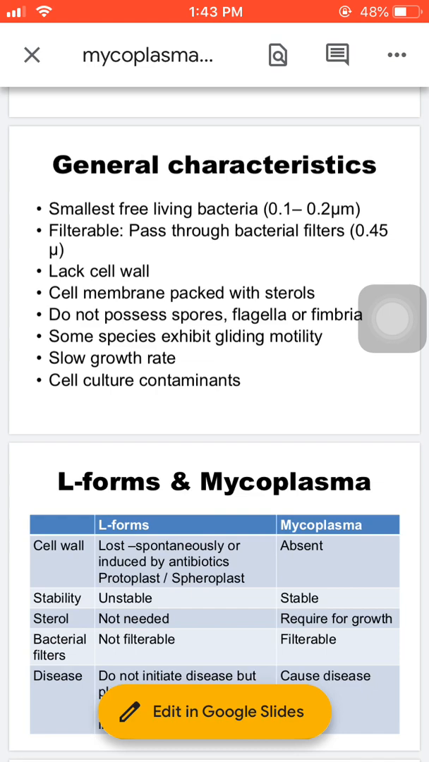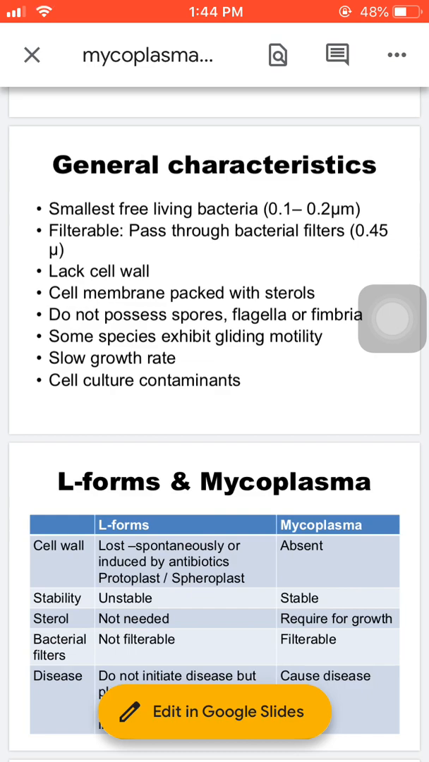They have a very slow growth rate. That is, they have a longer generation time, a generation time of 6 hours. So the time taken to grow on the culture media is somewhere around 1 to 3 weeks. They are cell culture contaminants. Cell cultures or cell lines are usually used to grow viruses. So these Mycoplasma, these bacteria, can contaminate the cell lines used to grow the viruses.